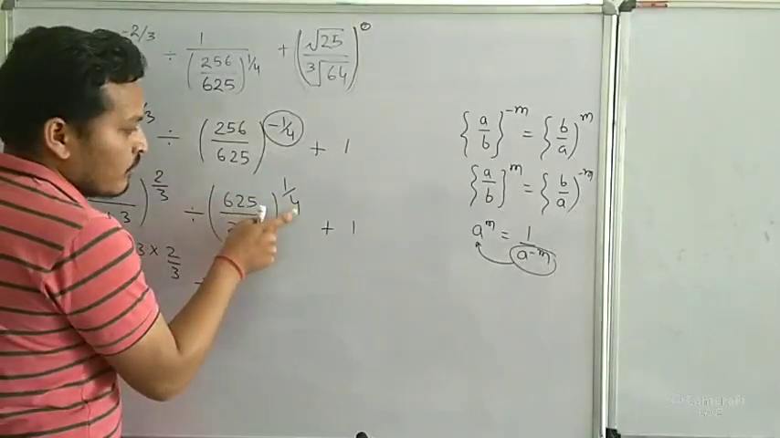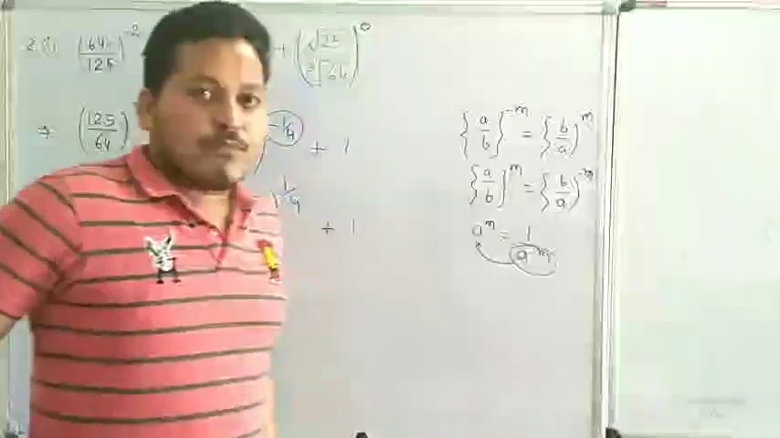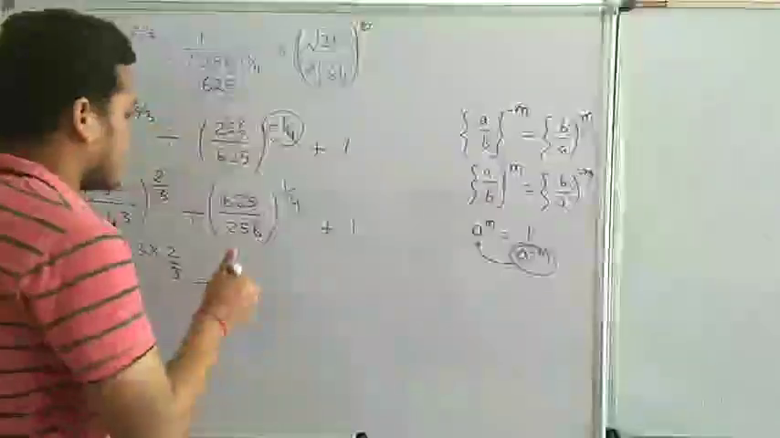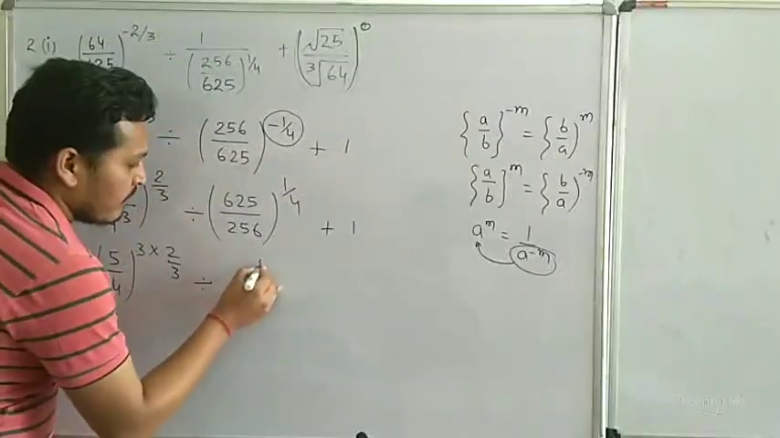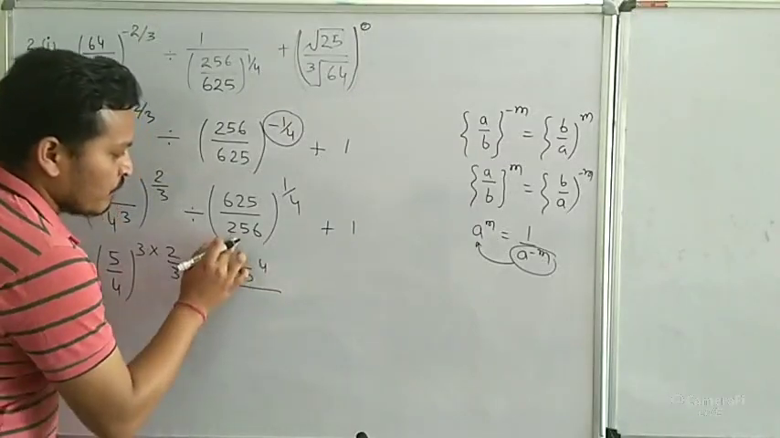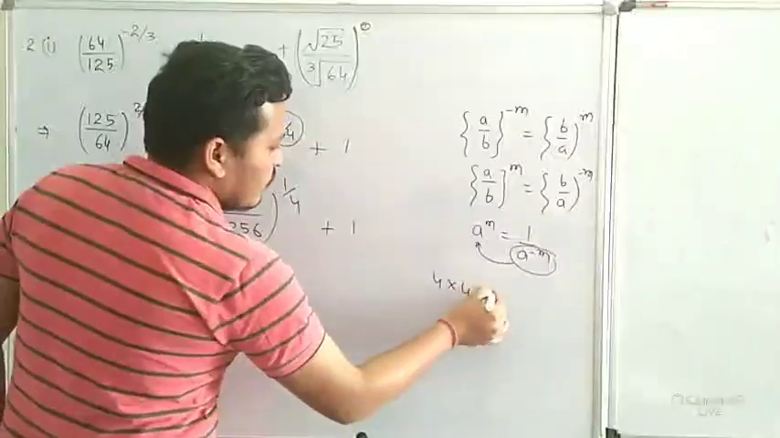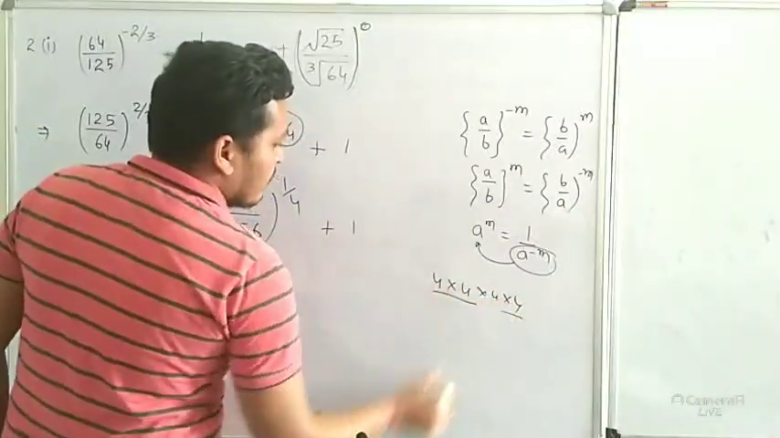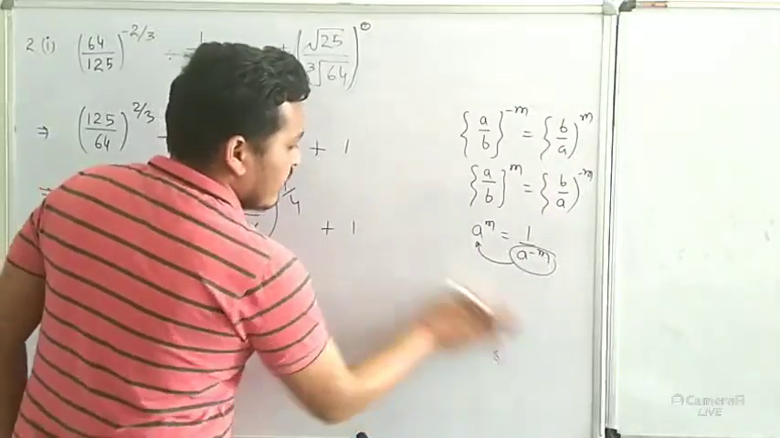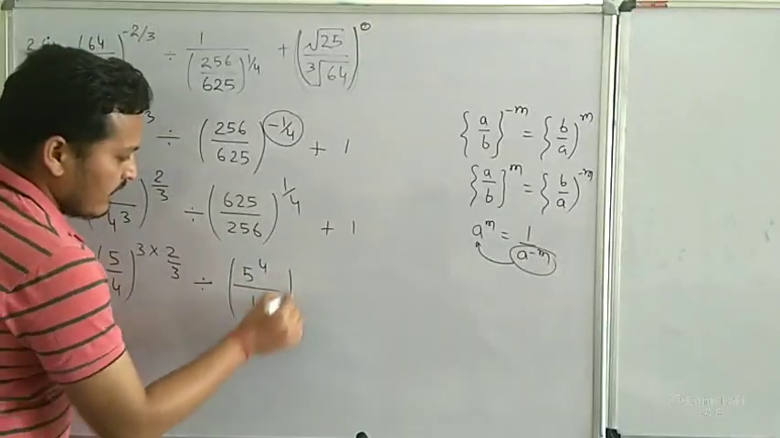So it cuts the denominator of this power. 625 is 5 multiplied by 5 multiplied by 5 multiplied by 5, so we can write 625 as 5 to the power 4. 25 and 25 is 625, and 256 we can write as 4 to the power 4: 4 into 4 into 4 into 4. 4 4s are 16, 4 4s are 16, and 16 into 16 is 256, the square of 16.